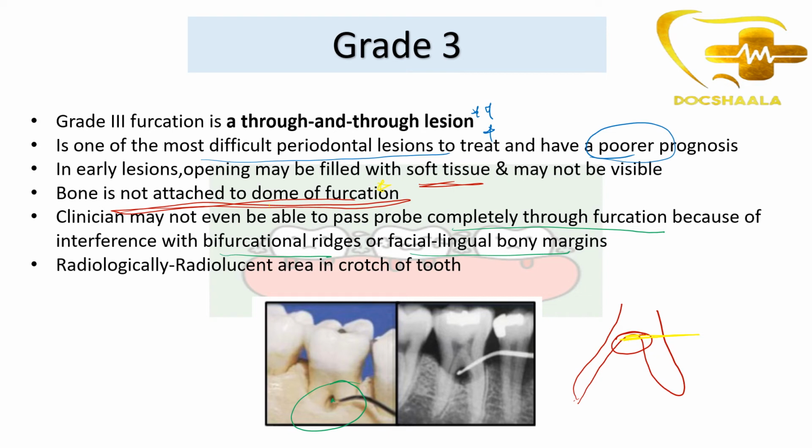Radiologically, there is a radiolucent area in the crotch of the tooth. We can see it here completely, like there is vertical bone loss, along with a radiolucent area clearly visible in the crotch of the tooth. So this is what grade 3 furcation is.